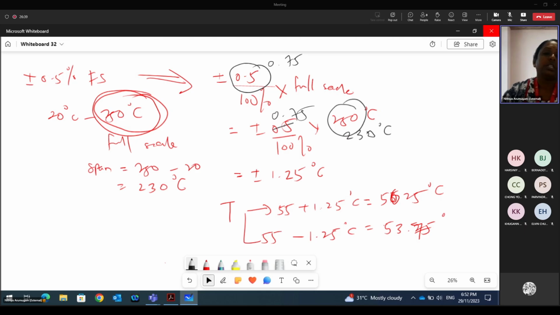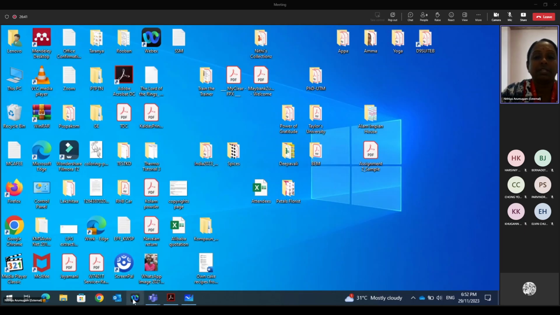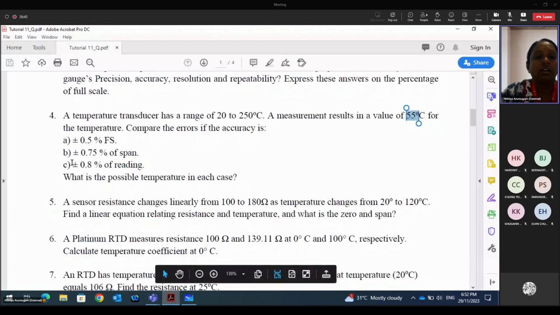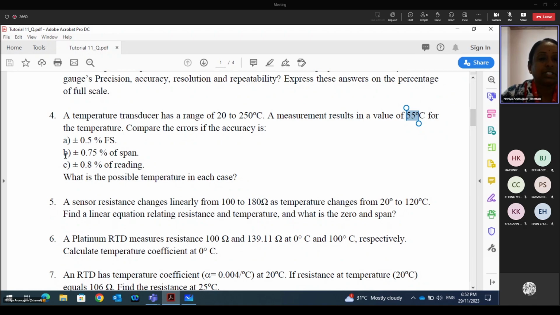The way of calculation will be the same for part B and part C, similar to part A. So we can calculate the possible temperature in each case. At the end of the calculation, we'll be having plus minus what error, right? With that error, we can plus minus with the 55 degree Celsius. Okay, you can try yourself.